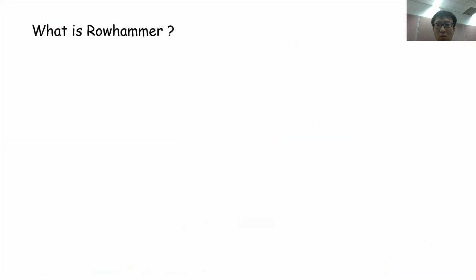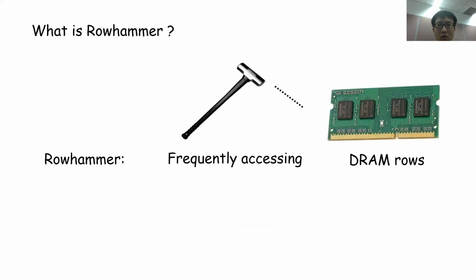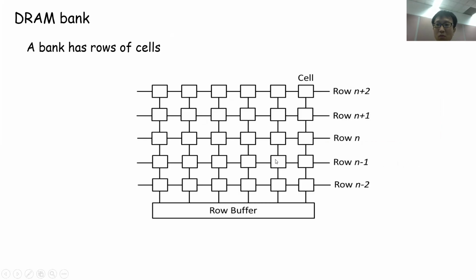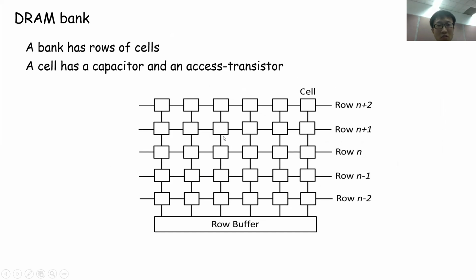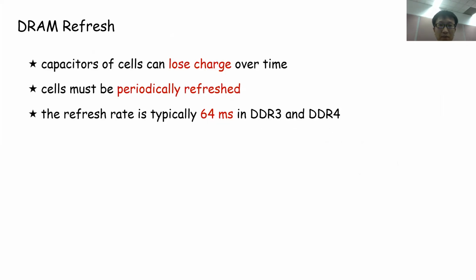So what is Rowhammer? Literally speaking, Rowhammer is to frequently access DRAM rows and induce bit flips in their adjacent rows. As DRAM rows reside in the DRAM bank, we first dive into the bank structure. A bank has rows of cells, and each cell has a capacitor and an access transistor. The capacitor is in a state of either charged or discharged to represent bit 0 or bit 1.